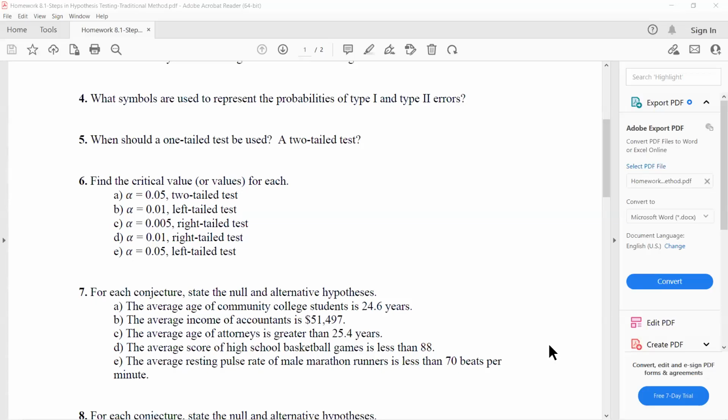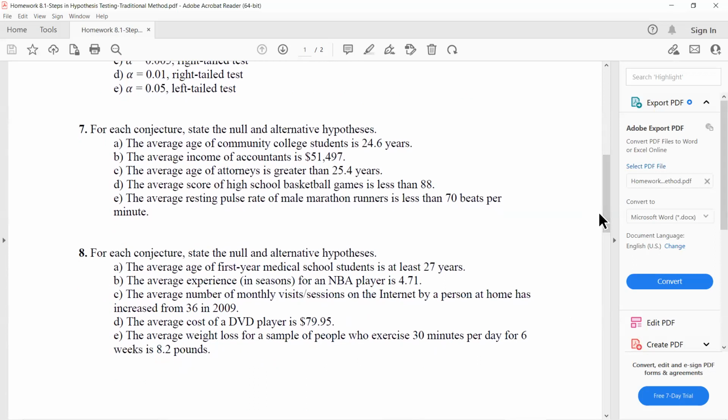This is where we can explore the hypotheses a little bit more, okay? For each conjecture, state the null and the alternative hypotheses, okay? What she wants here is for you to write the pair with the symbol, okay? So let me give you an example of what she means here. Let me annotate on the screen.